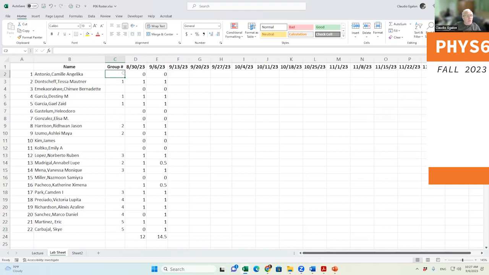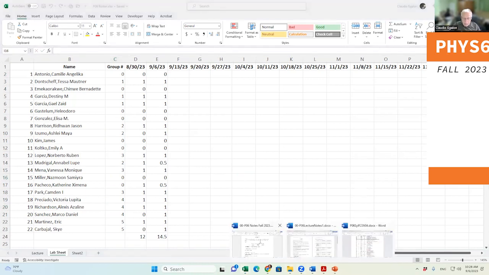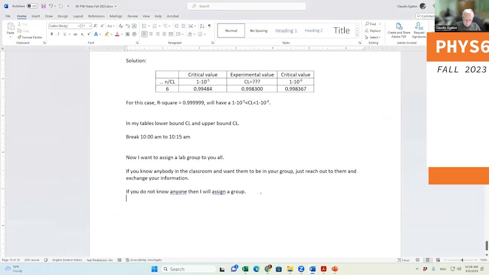And those students who don't have a group, I'm going to put a 0 here. Group 0 are those students that do not have a group. Maybe Catherine may join your group. Okay, and Catherine. Now, what else do we need to do? So the first step, right? Okay, 1, assign students to different groups.